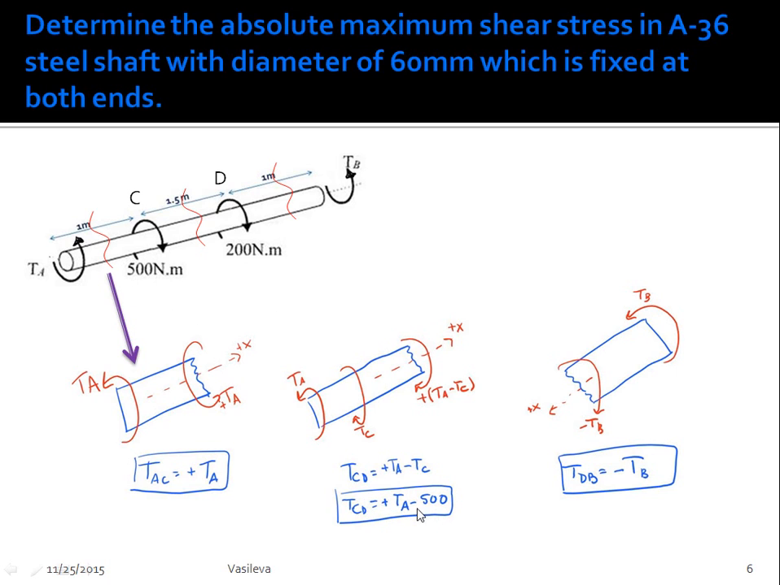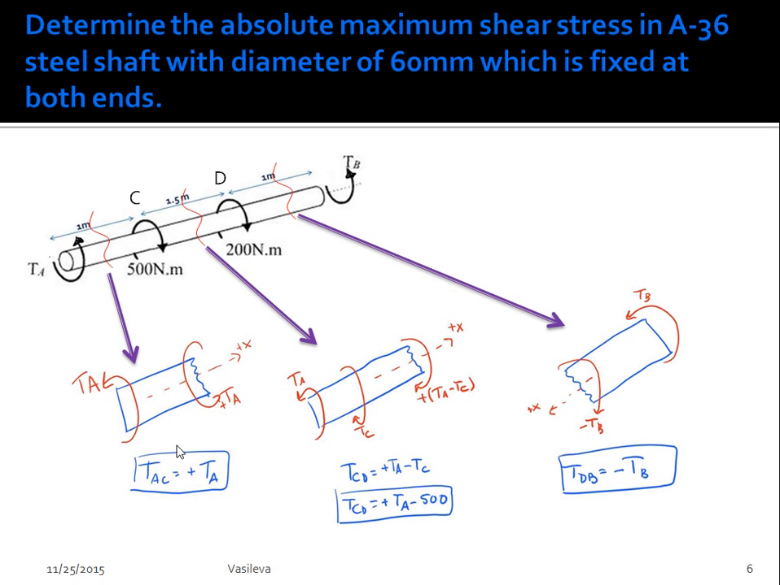So TCD equals TA minus 500. For this last section, I end up cutting over here, and instead of working from this end all the way down to here, I just work from this end because it's way shorter. So TB is rotating this way. Our positive x-axis is off of the direction of where we cut. That means we need a TB pointing this way, and if we curl our fingers, the curl actually goes with this direction, so this is going to turn out to be negative TB. So the torque for section DB is negative TB.